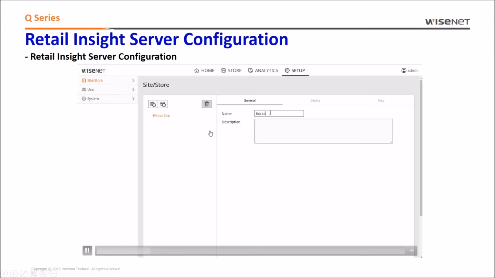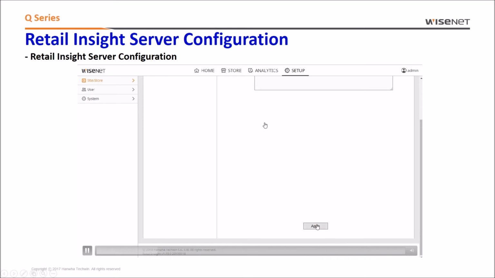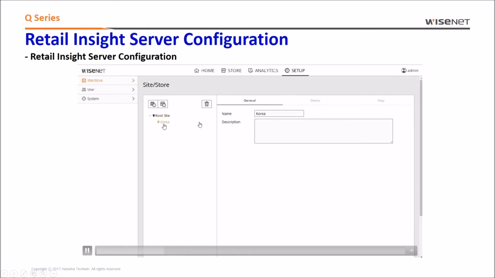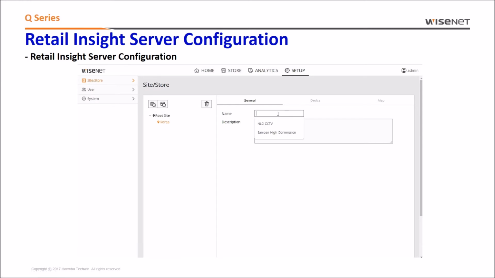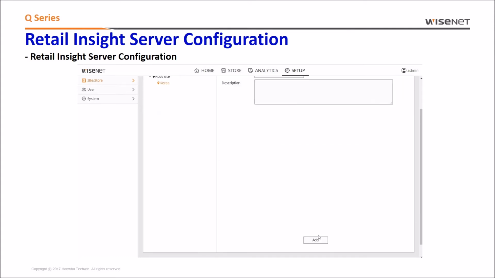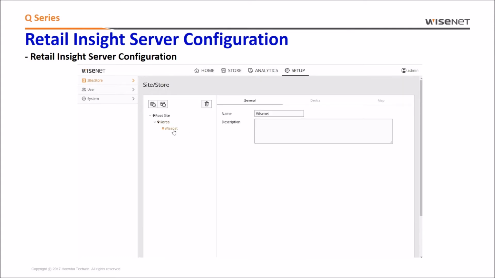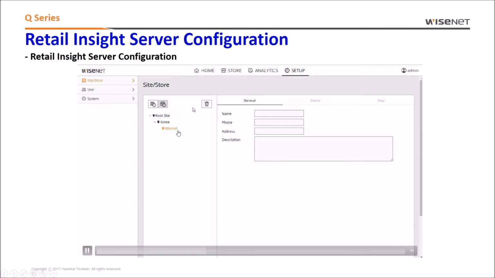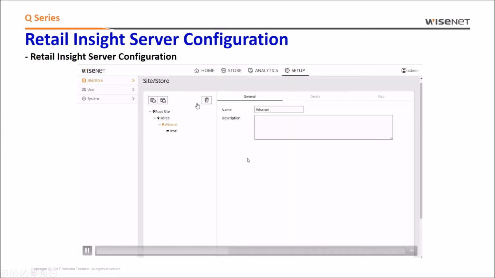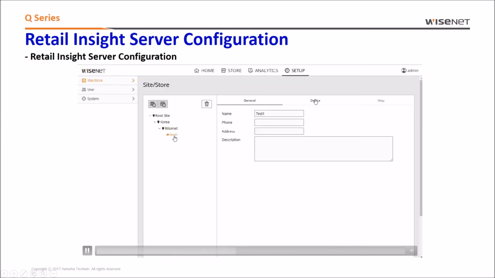Okay, let's add one site here named Korea. Okay, I have made one, and let's make another one under the Korea. Okay, so I have made 2 sites, and now I will add this store. So click here, add store button, and put the name of the store. Now this test1 store has been added.